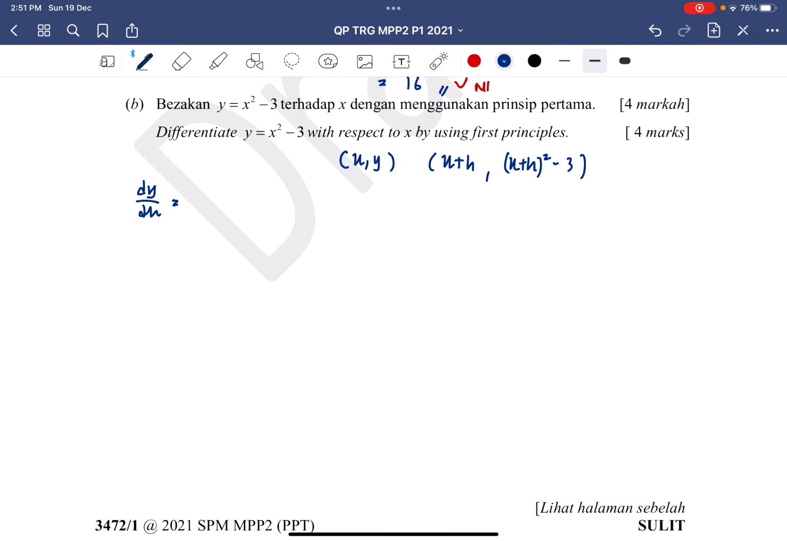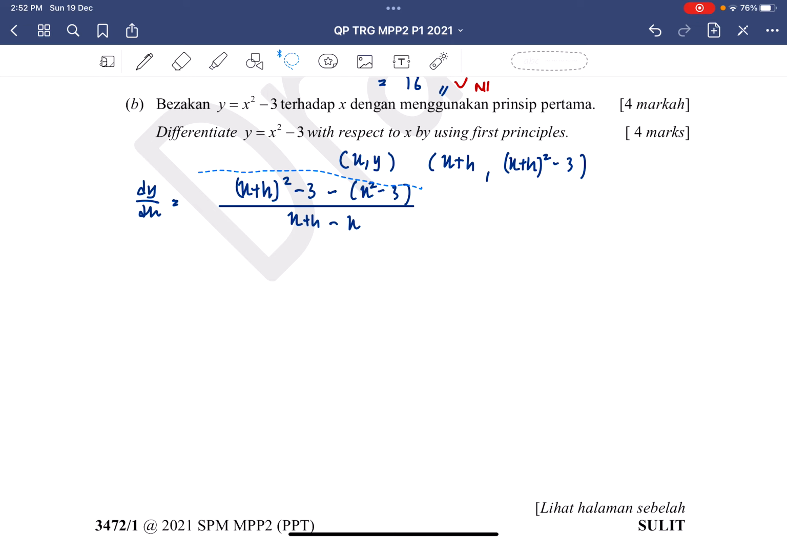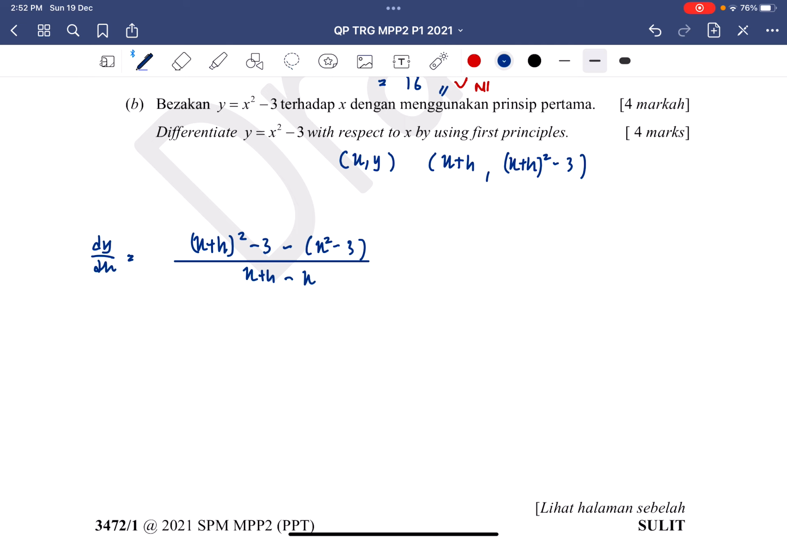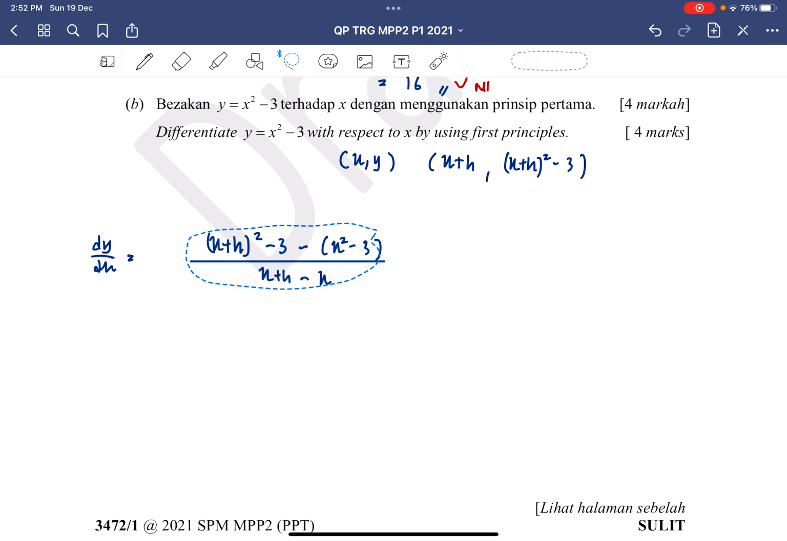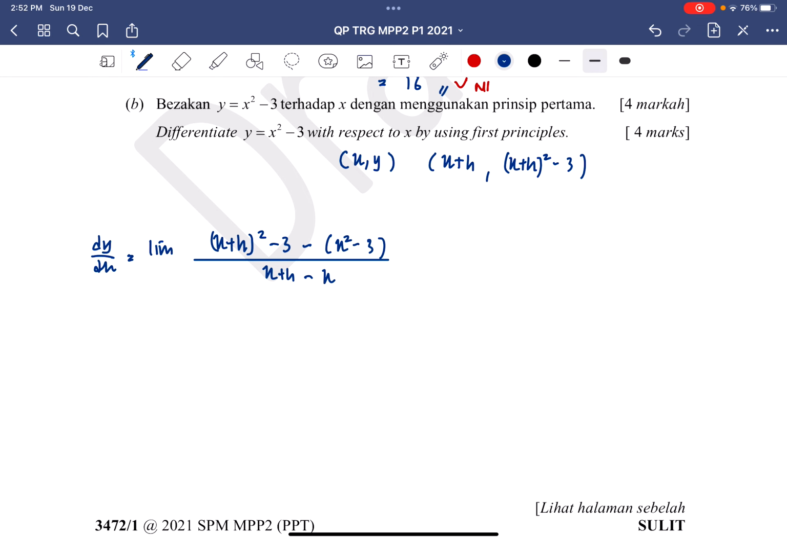So I'll just write out this concept. x plus h squared minus 3, minus y, and my y is x squared minus 3, divided by the run, which is x plus h minus x, so you eventually get h down below. So my dy/dx will be this, but I will make h as small as possible. So it's actually the limit of this expression when h approaches 0.